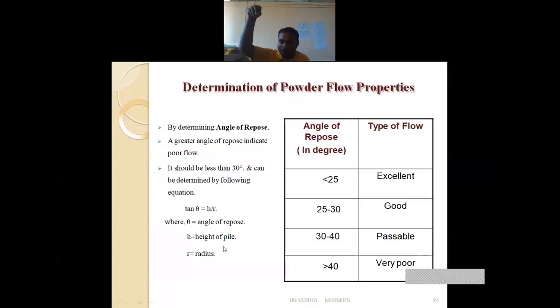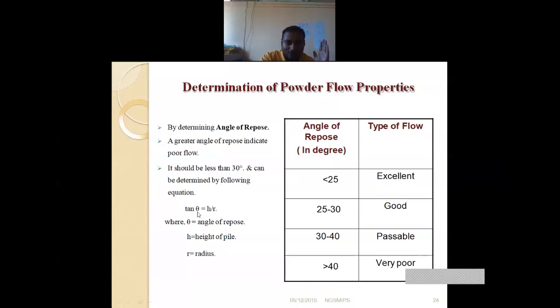You just let all the excipients or granules fall from the surface of the funnel down to the lower surface. Then it will form a pile. With the help of the height of the pile and the radius, you can calculate the angle of repose. That is h and r. H is the height of the pile and r is the radius. So a greater angle of repose indicates poorer flow, when the angle of repose, that is the theta value, is large.